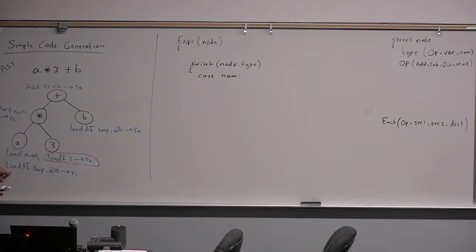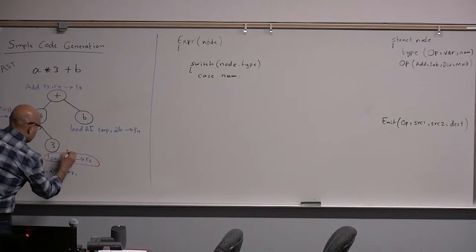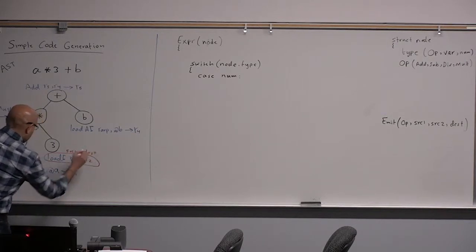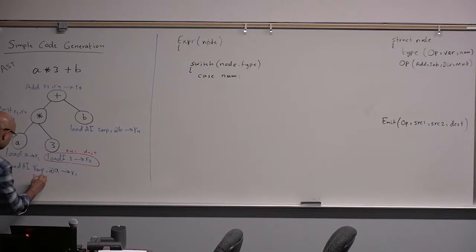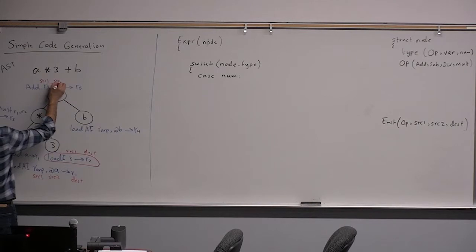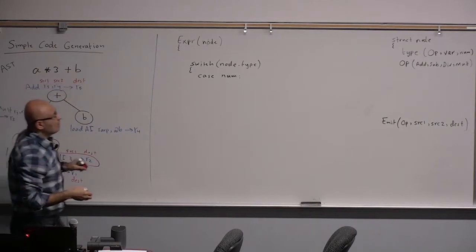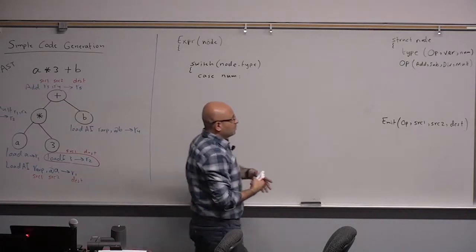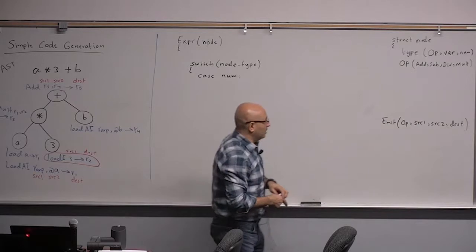For the load address immediate, the load that loads based on a register, a base, and an offset. So source 1 is the base, source 2 is the offset, and the destination is the register that will receive the result of the load. Okay, so here, this is source 1, this is destination, this is source 1, this is source 2, this is destination. And for the add, this is our source 1, this is our source 2, this is our destination. Okay? So we assume that we have this clever emit function that will emit the right code.